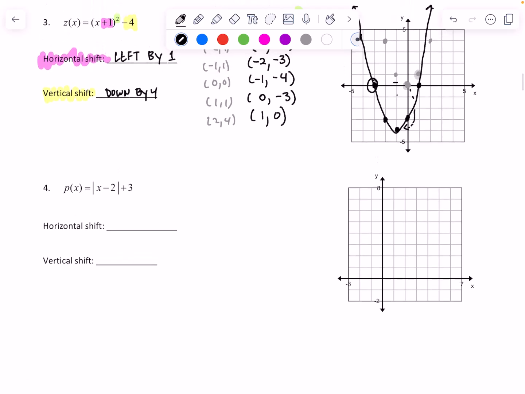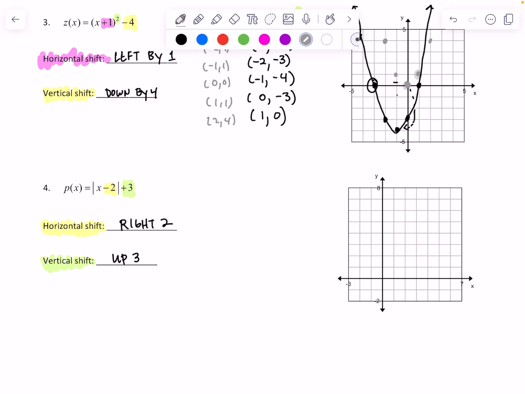Okay, then let's look at this function. P of x is the absolute value of x minus 2, plus 3. Again, we're combining two different shifts here. So the first shift, we've got this minus 2. That is horizontal. It's on the inside. It's a shift right or left. And this time we are going to go right by 2. And then we have this plus 3 on the outside. That means we're changing y, so we're moving vertically. And we're going to go up by 3.